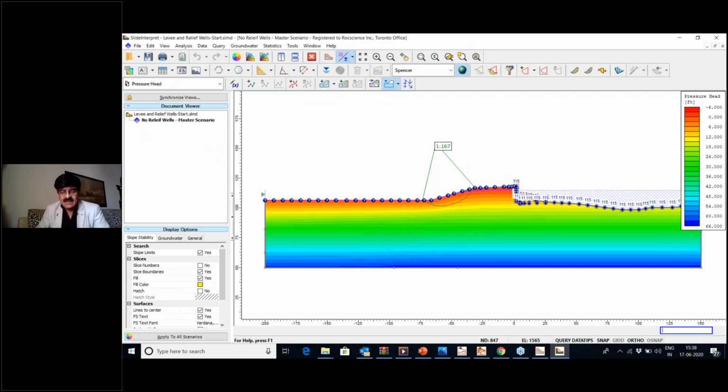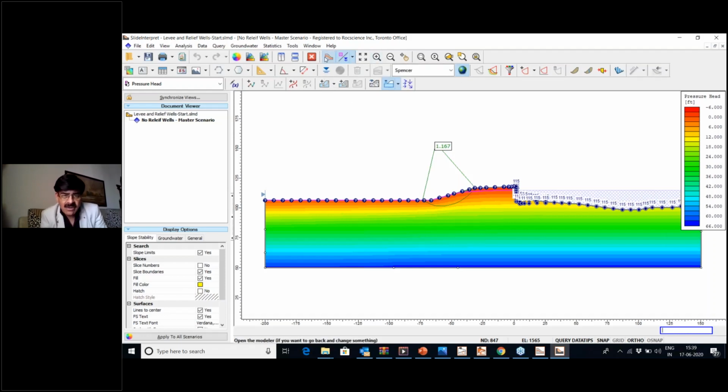And there you can see the factor of safety, which is 1.167. As you would imagine, usually one would expect the required factor of safety in these cases to be 1.5. So this is definitely a lower factor of safety than what one would imagine. And so we need to do something about this.